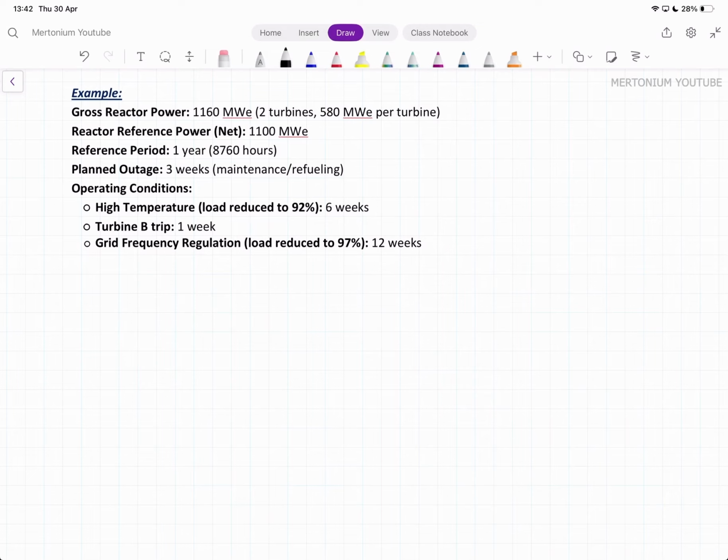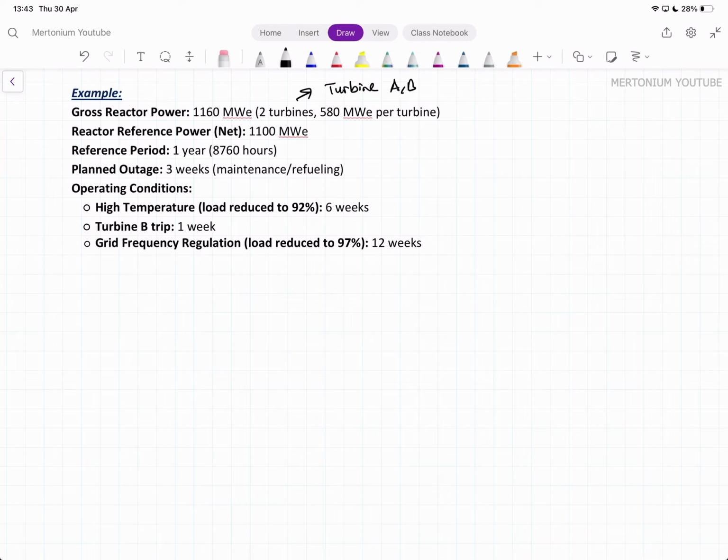Hello everyone. In this video, we are going to perform some calculations to better understand the nuclear power plant's operations and maintenance. Here we have an example of a nuclear power plant with the gross reactor power of 1160 megawatt electric. It is assumed to have two turbines providing 580 megawatt electric per turbine. For simplicity, we are going to name these turbines Turbine A and B.